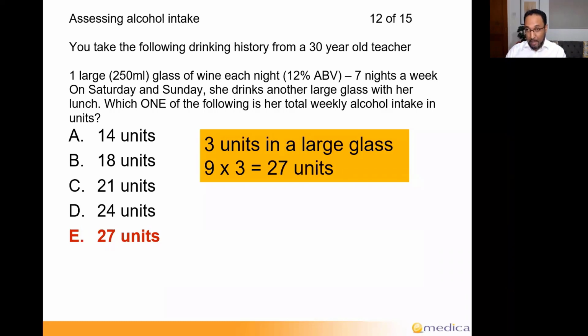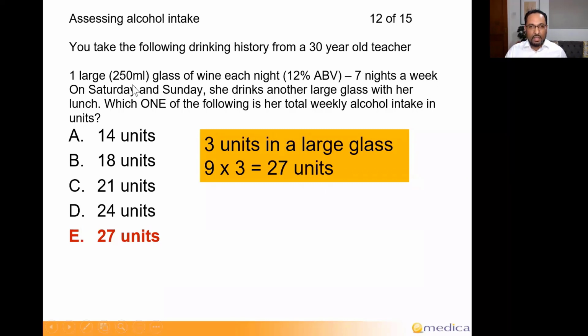But that's not how many glasses isn't easy. You've got to read carefully. Look, 7 nights a week, i.e. Monday to Sunday, every evening, no matter what day of the week it is, this lady will have a large glass of wine. But look, on Saturday and on Sunday, because she's not at work, she's a teacher, okay? She also drinks another large glass at lunchtime. So how many glasses does she drink in the week?